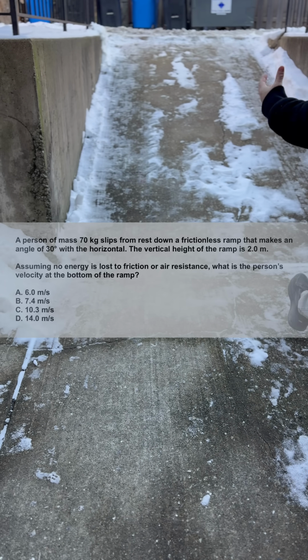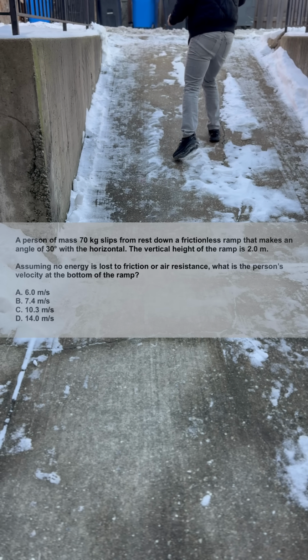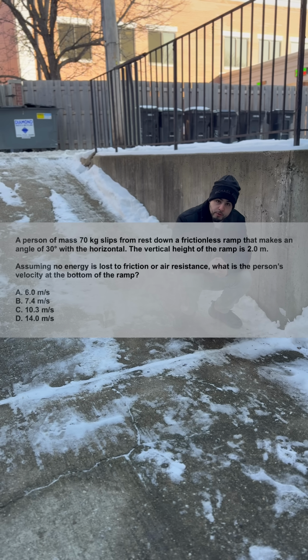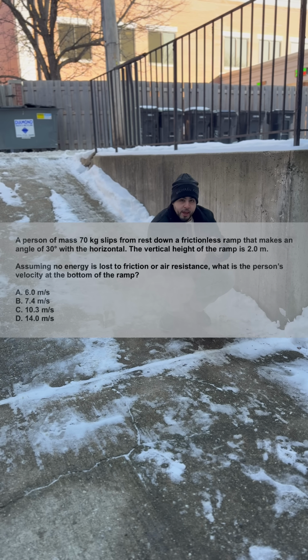So for this question, we have a person who has a mass of 70 kilograms who slips on a frictionless ramp that is at a 30-degree incline. The vertical height of the ramp is 2 meters, so that's not from this point all the way to here. It's actually from this point to this point, and they want us to figure out the velocity at which the person is traveling at this point.